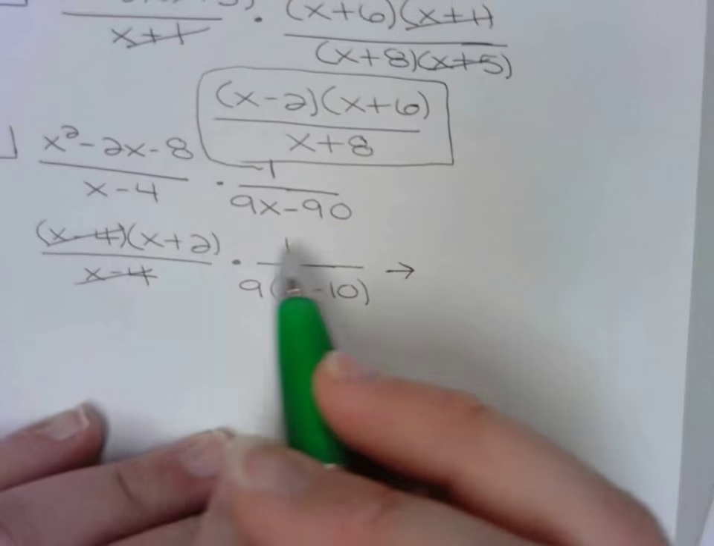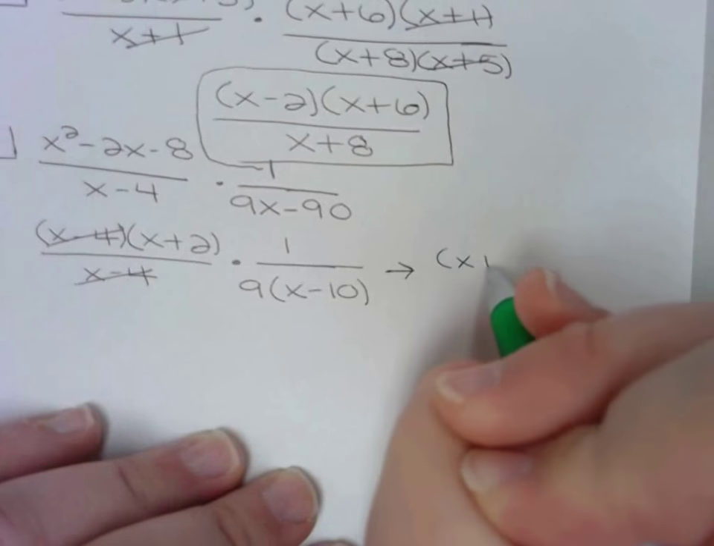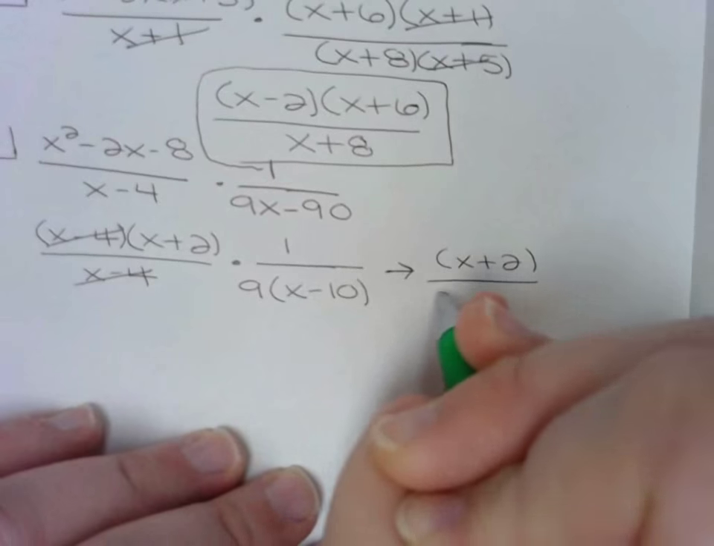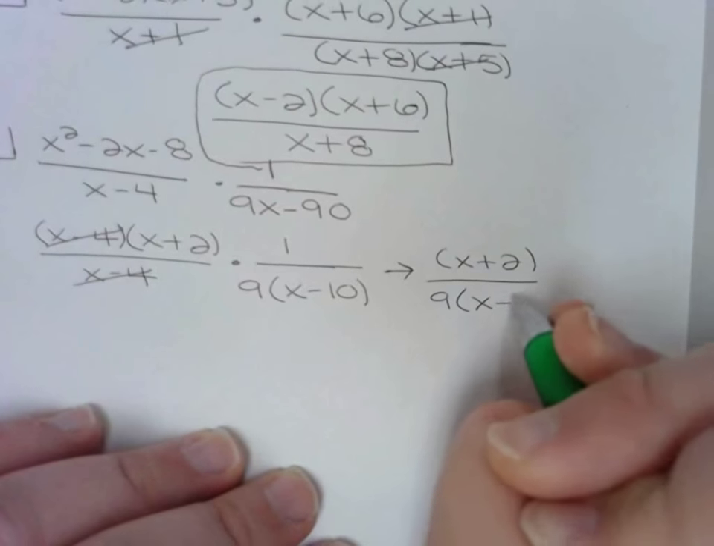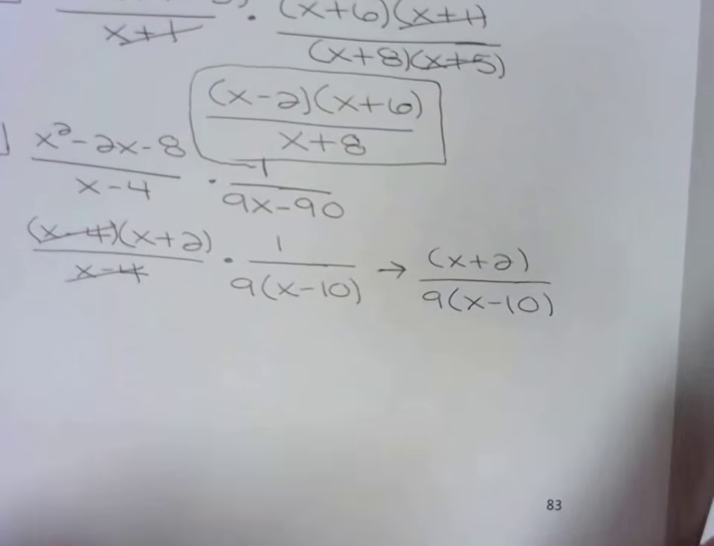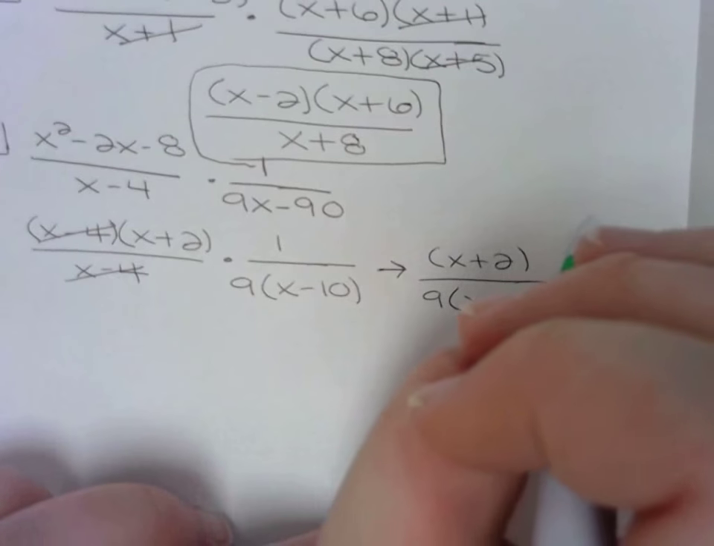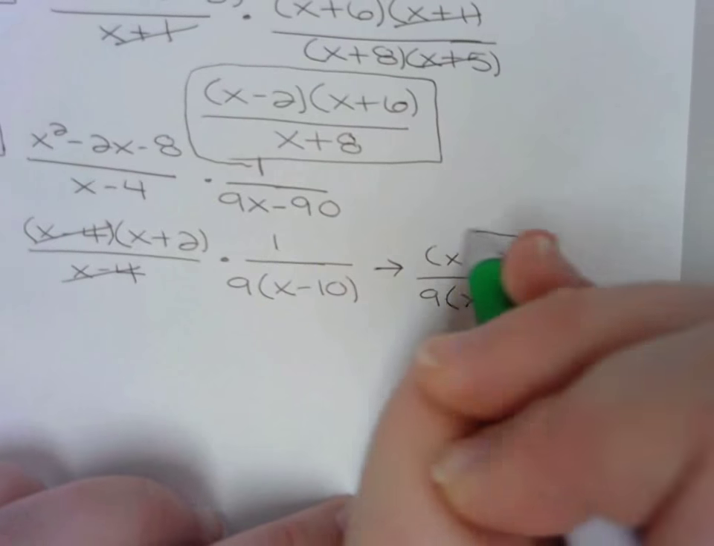Multiply your top. X plus 2 times 1 is just x plus 2. On the bottom, I'm going to have a 9 times x minus 10. You can distribute if you want to on the bottom. You don't need to, but that'll be your answer.